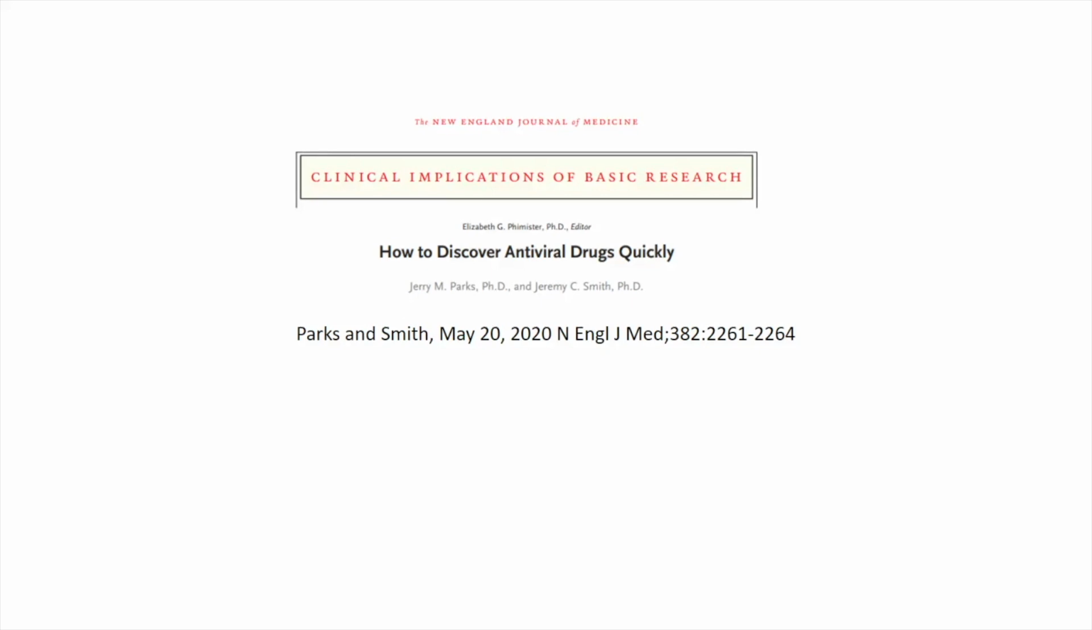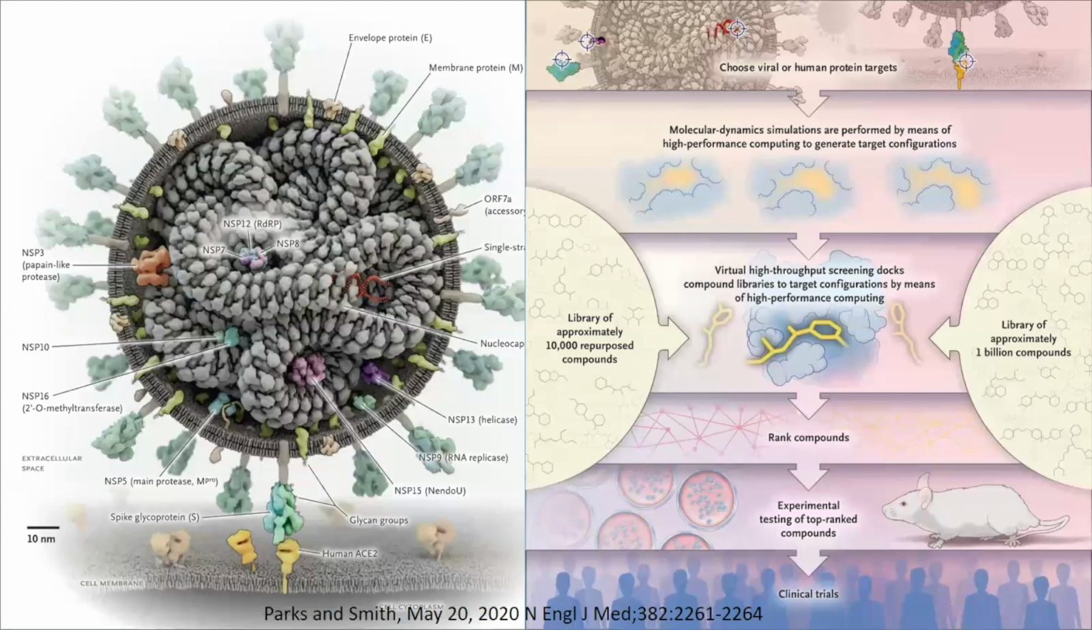Or alternatively, you can be rational and specifically target proteins of the virus in question so as to interrupt the life cycle of that virus. I strongly recommend looking at the theory here. It's expressed very well in this wonderful article that was published in the New England Journal very early during the COVID-19 pandemic, when people were scratching their heads about how we're going to find and develop antivirals for the new virus. So this is how the article went.